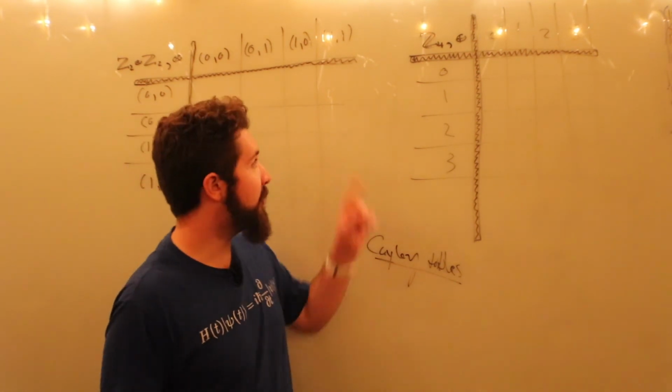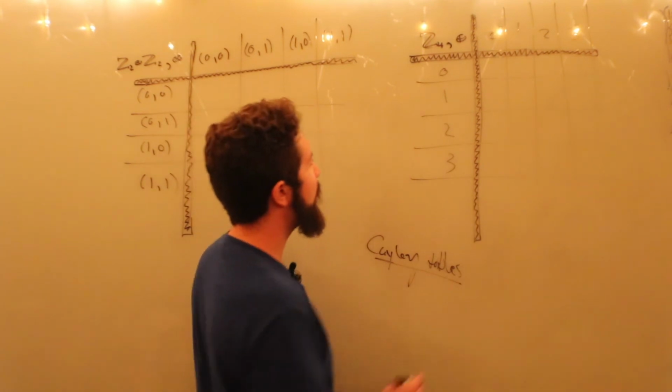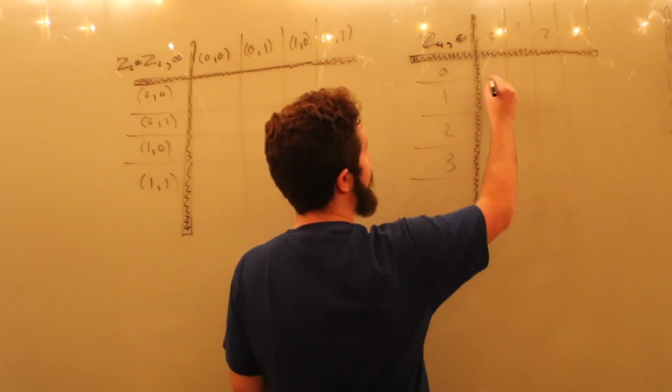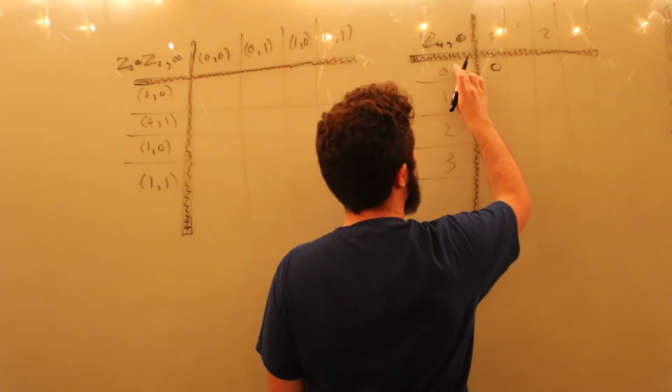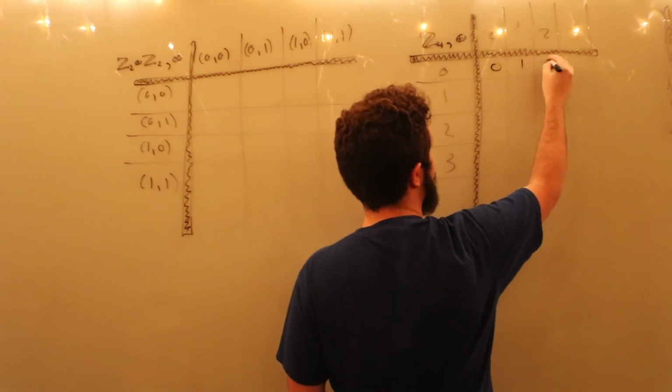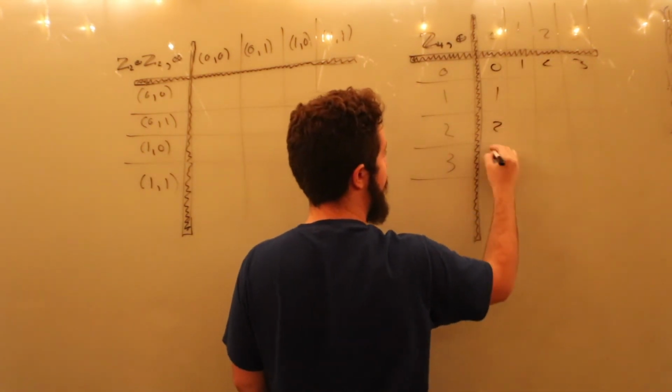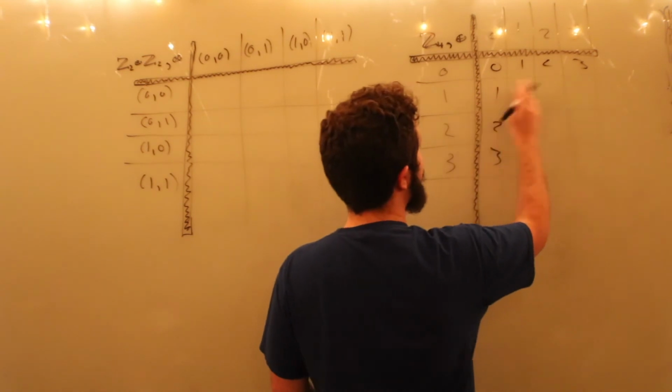All right, let's start with Z4. It's going to be a little bit easier. So 0 plus 0 mod 4 is going to be 0. Likewise, 0 plus 1 is 1, 0 plus 2, etc. So we get that, right? What is 1 plus 1?